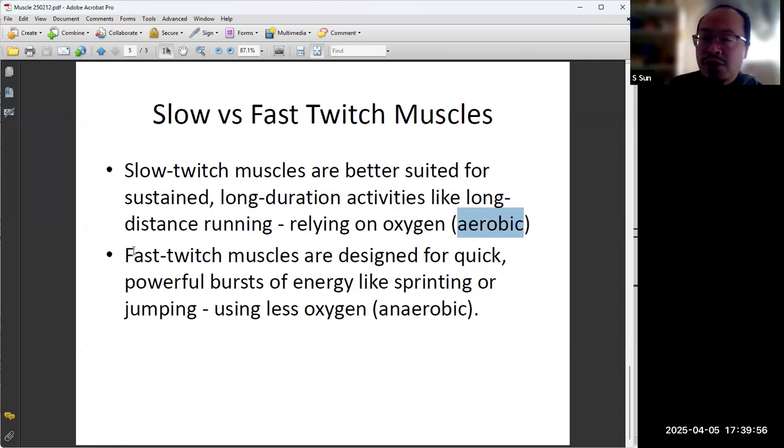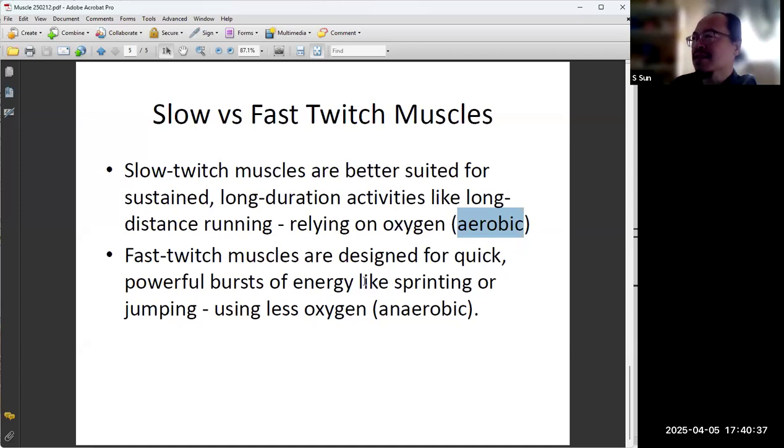In contrast, fast twitch muscle can generate force immediately and also generate more force in a very short period of time, but its durability is less. This muscle tends to be bigger and the circulation is not as good, so it will very quickly use its energy. It has the energy, but it will very quickly use it. Because the circulation is not as good, there will be more anaerobic metabolism, using less oxygen in ATP production.